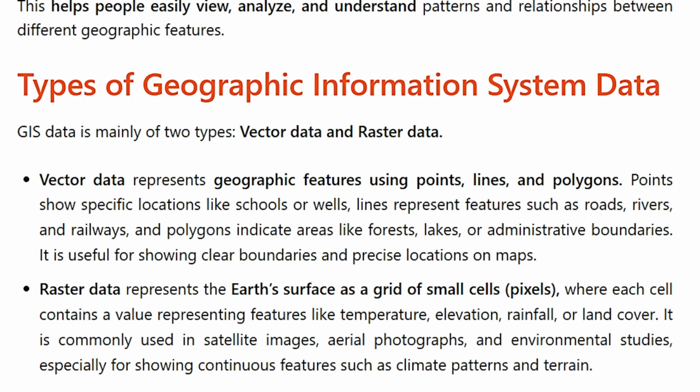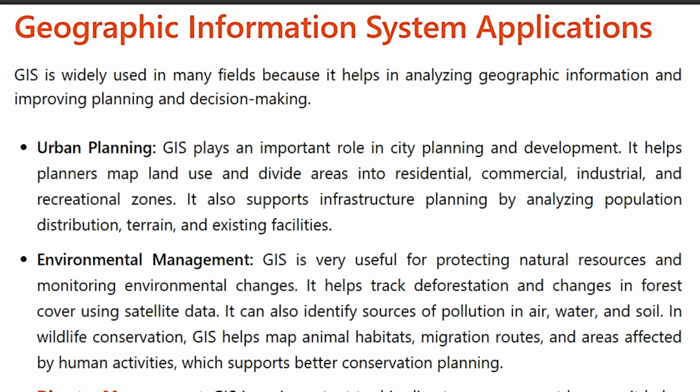Raster data represents the Earth's surface as a grid of small cells, pixels, where each cell contains a value representing features like temperature, elevation, rainfall, or land cover. It is commonly used in satellite images, aerial photographs, and environmental studies, especially for showing continuous features such as climate patterns and terrain.